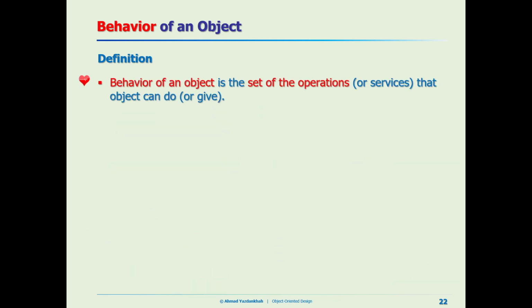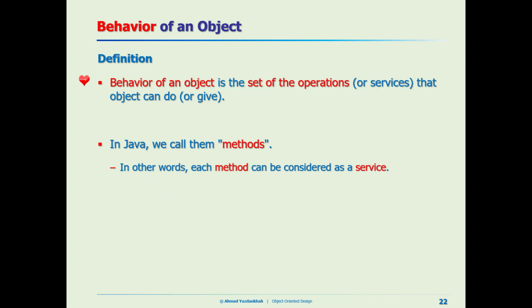Now let's see what is the behavior of an object. Behavior of an object is the set of operations or services that it gives to us. And as we said, in Java we call them methods. So you can look at every method in Java as a service or as a benefit.